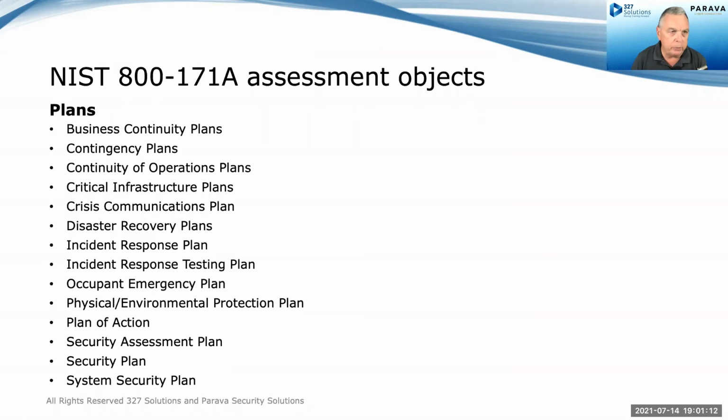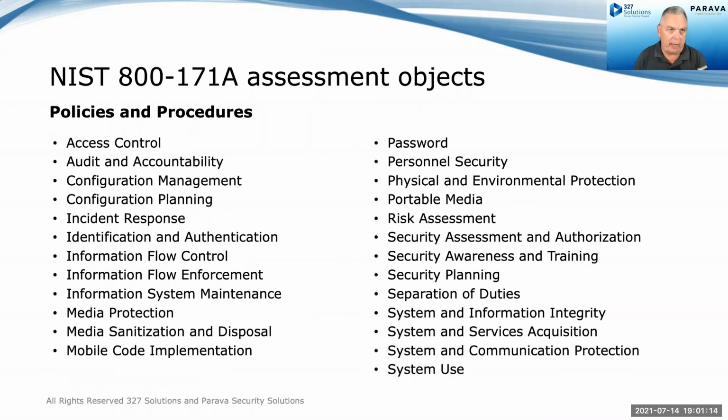If you look at the numerous objects that are assessed in NIST Special Publication 800-171A, the number of policies and procedures that you also need to create is rather significant. You need policies on, say, as an example, access control, password policies, personnel security, system and information integrity, system and service acquisition, mobile code implementation.